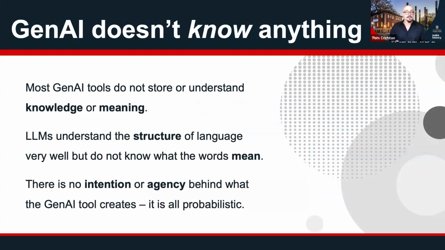So just to re-emphasize before we look at how to evaluate AI output, Gen AI doesn't know anything. Most Gen AI tools don't understand knowledge or store any kind of meaning about how language works. It just understands the structure of language really well, rather than what the words mean. And there is no intention or agency behind the words.